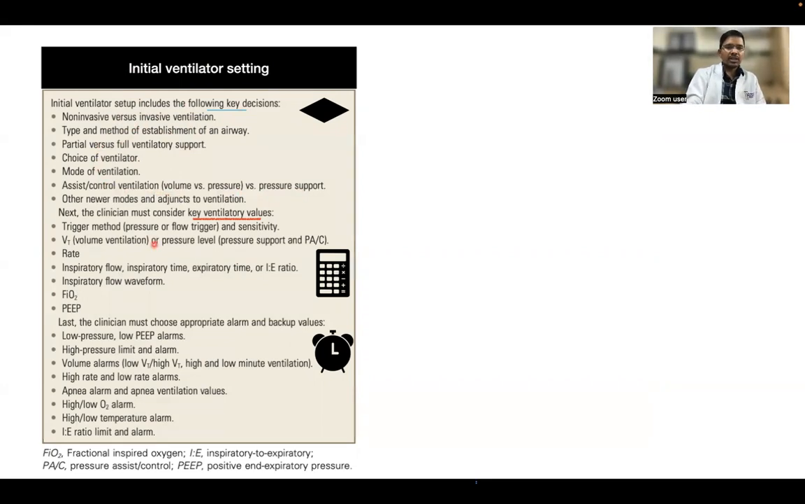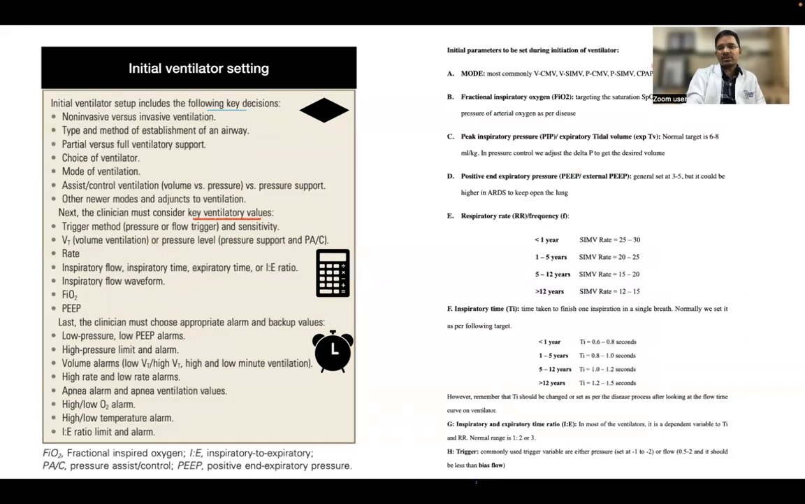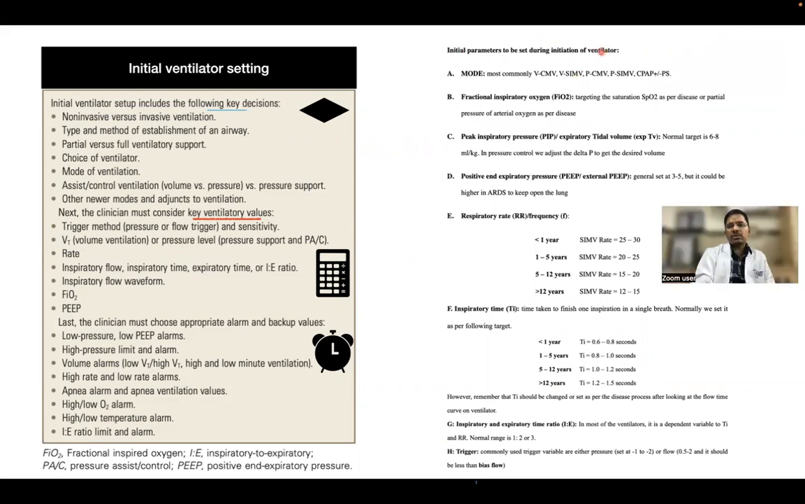Next, we have to set the key ventilator settings, but the most important thing that we always forget is how to set appropriate alarms on the mechanical ventilator, as well as setting the backup values whenever the child is taking spontaneous breaths on a spontaneous mode of ventilation. So we can see here the initial parameters. The mode, we'll discuss in detail. It could be spontaneous mode, that is pressure support and CPAP, and also it could be controlled mechanical ventilation or SIMV.